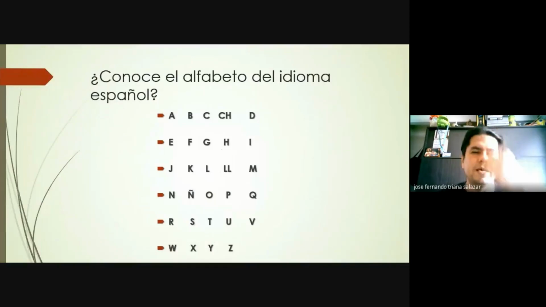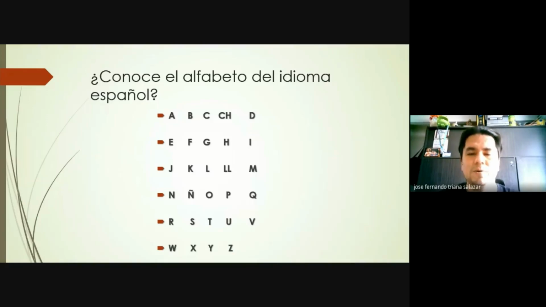So can you say any of these letters? How do you call this one? How about this? And this? And this? How about this one? Do you know how to say this one? Or these?